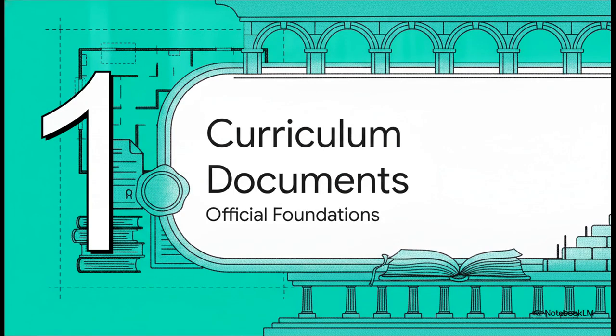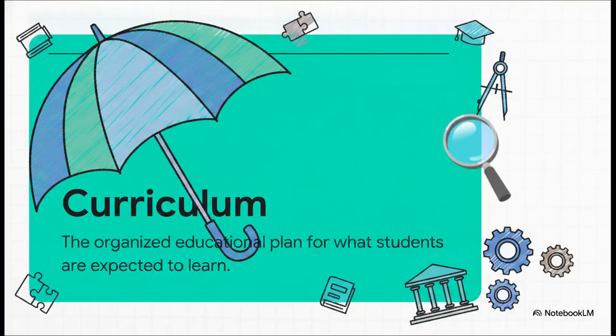All right, let's kick things off with part 1, decoding official curriculum documents. Before a single student even steps foot into a classroom, a tremendous amount of architecture has already been laid down. The biggest umbrella term you're going to encounter for all of this is curriculum. Think of the curriculum as the overarching grand design. It's the organized educational plan for exactly what students are expected to learn. We're talking the whole shebang here: courses, academic programs, learning outcomes, content, assignments, and graduation requirements.